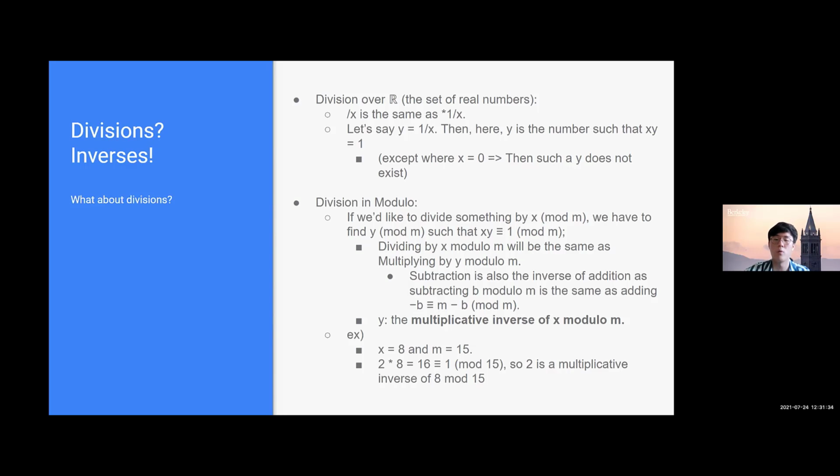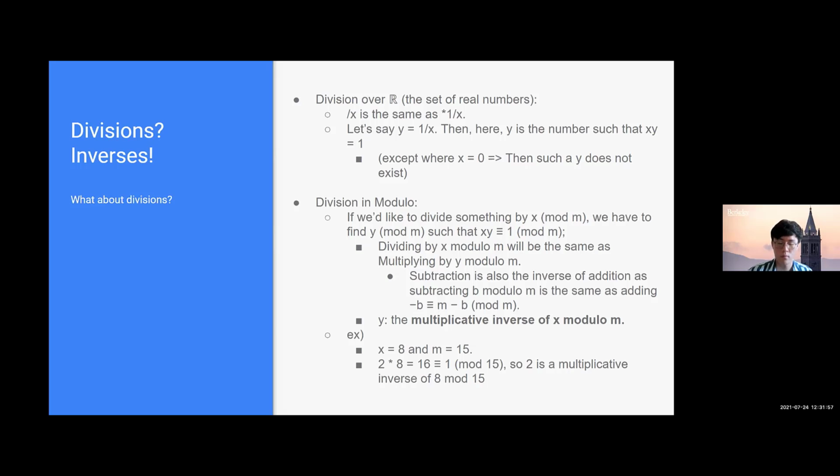So subtraction, like we did addition and subtraction already. You can think of subtraction as the inverse of addition, as subtracting b modulo m is just the same as adding minus b. So if we define y to be the multiplicative inverse of x modulo m, y is the value that makes x times y congruent to 1 mod m.